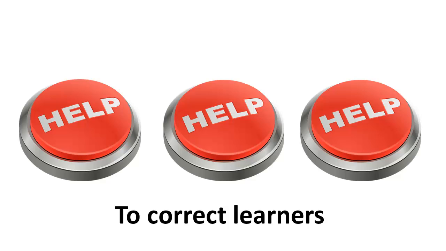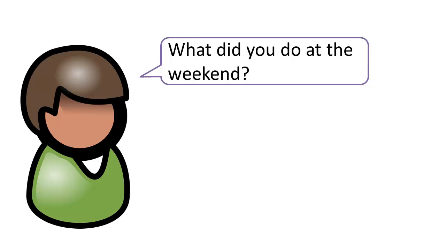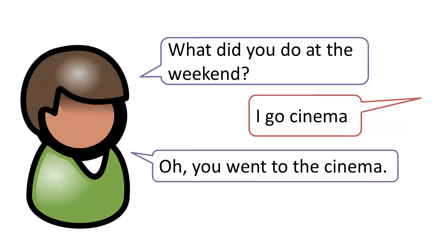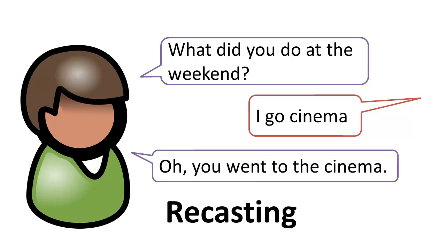Another reason that teachers might repeat learners is to help them correct themselves. So the teacher says, what did you do at the weekend? And the learner says, I go cinema. So the teacher says, oh, you went to the cinema. Now this isn't exactly echoing clearly, but it's what we call recasting, and it's very similar.